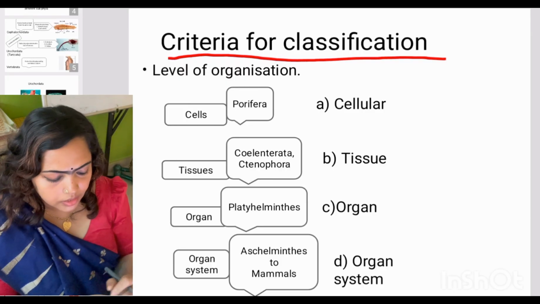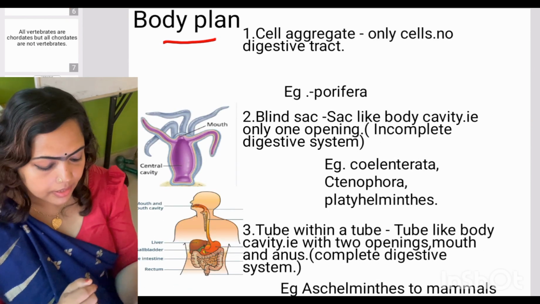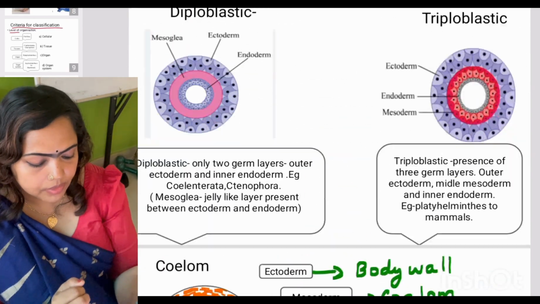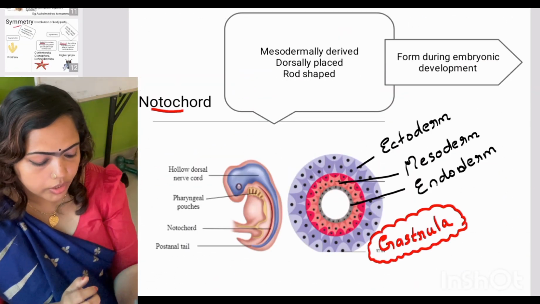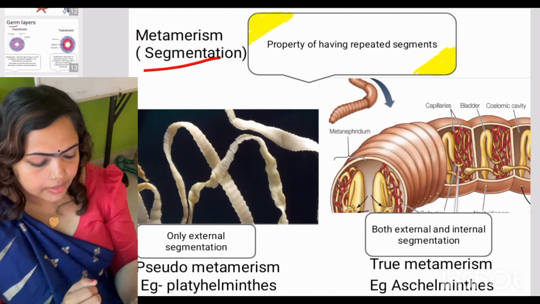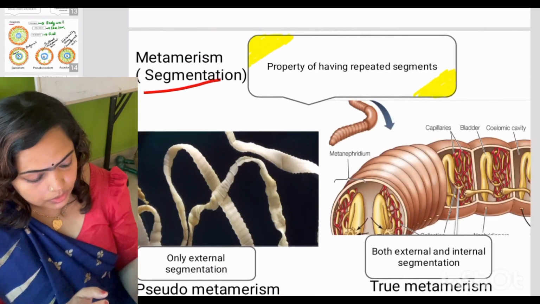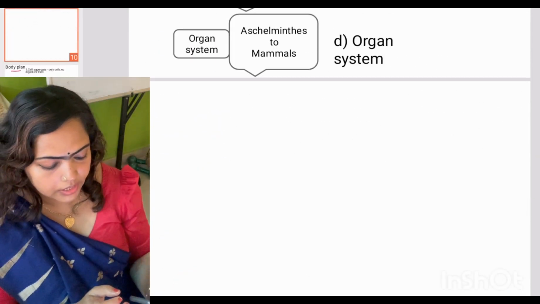Different criteria are there. One is level of organization, then body plan, then symmetry, then germ layers, then coelom, then notochord, then metamerism or segmentation, and then circulatory system. So these are the things we need to discuss. The first one is level of organization.